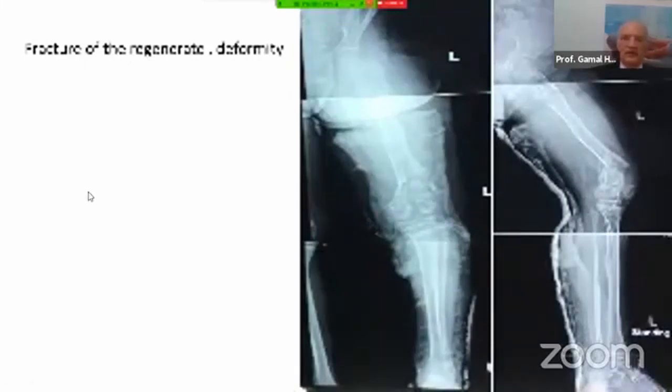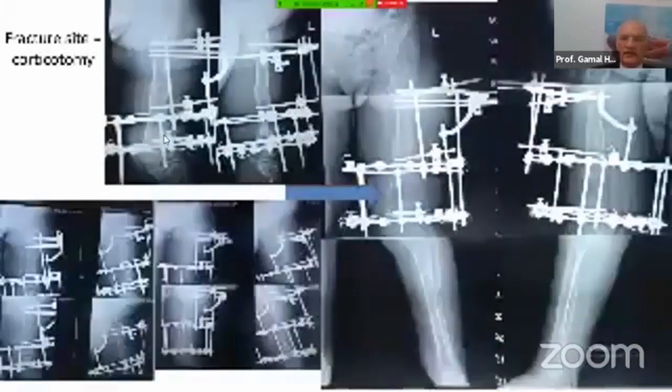So we put the frame on, we corrected the deformity of the fracture, closed the reduction of the fracture. Then we waited for a couple of weeks. Then we started lengthening 1 millimeter per day.